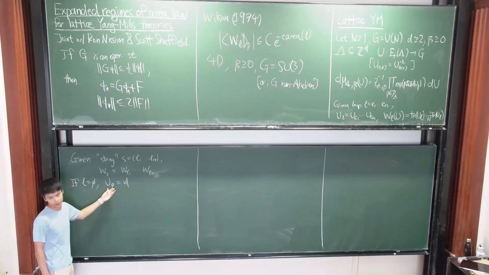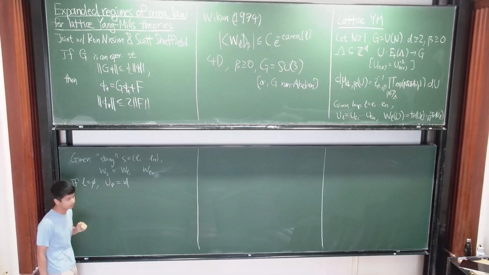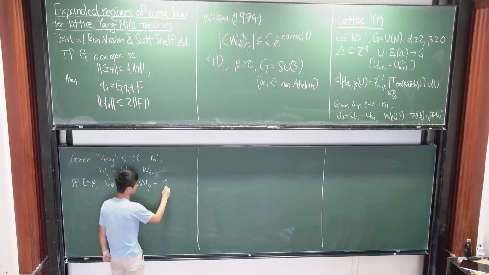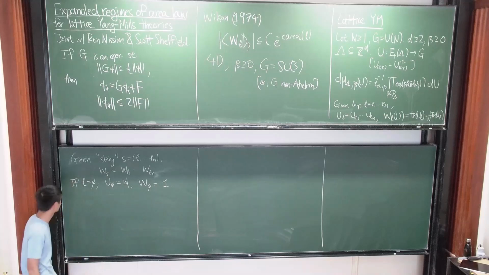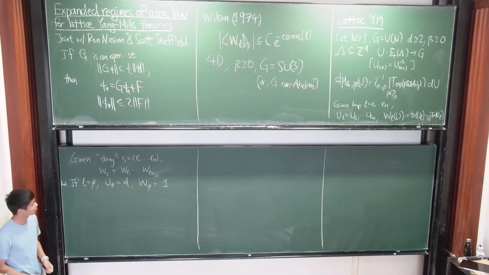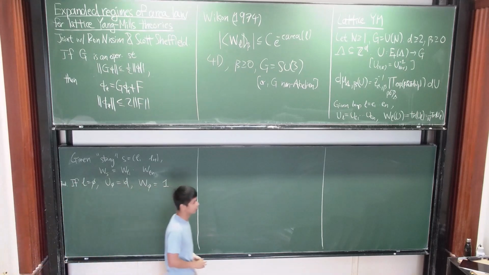Okay, if your loop is just empty, then kind of by definition, you take your loop variable to be the identity, which means the loop observable is just 1. It's the normalized trace of your identity matrix. So that's a remark. Okay, so that's the model.